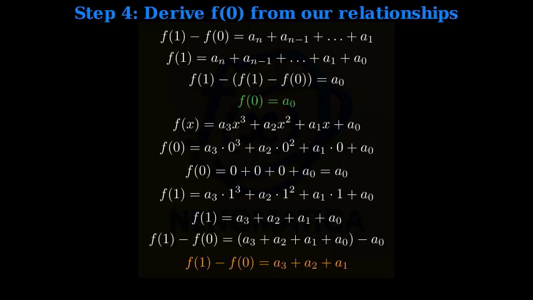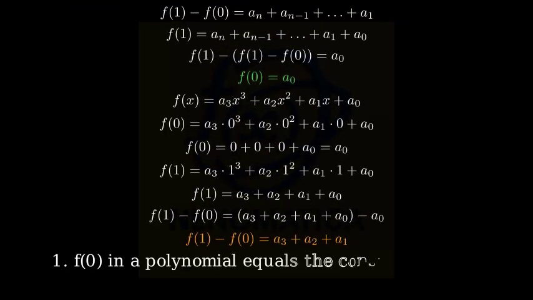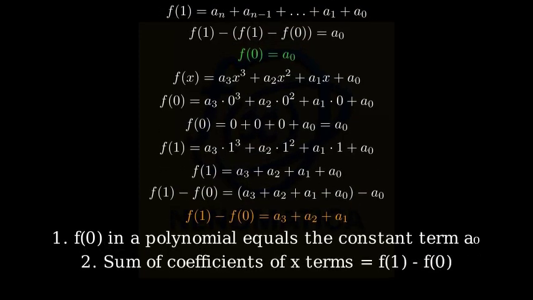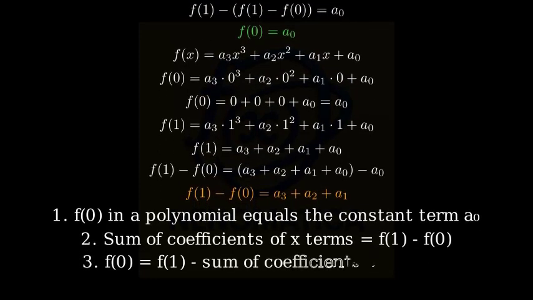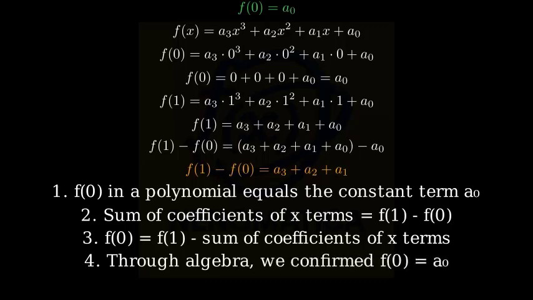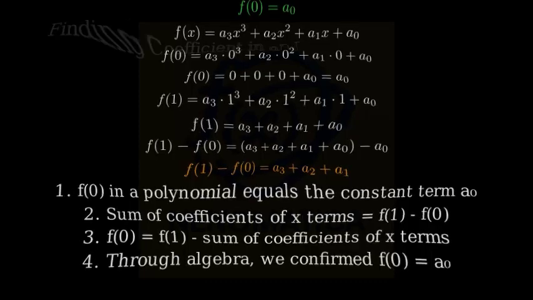Let's summarize what we've learned. 1. f of 0 in a polynomial is equal to the constant term a sub 0. 2. The sum of coefficients of x terms equals f of 1 minus f of 0. 3. We can rearrange this to find f of 0 equals f of 1 minus the sum of coefficients of x terms. 4. Through algebraic manipulation, we proved that f of 0 equals a sub 0, confirming our understanding of the constant term in a polynomial.